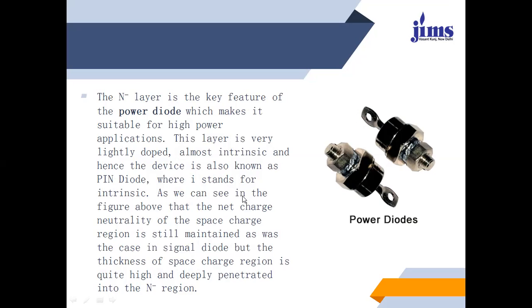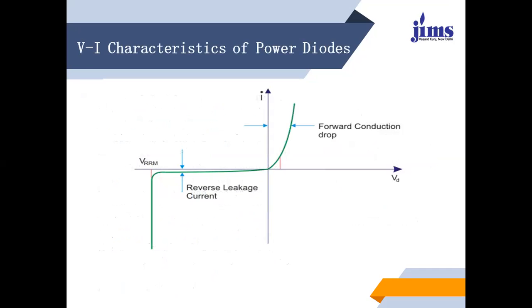As we can see in the figure, the net charge neutrality of the space charge region is still maintained as was the case in the signal diode, but the thickness of the space charge region is quite high and deeply penetrates into the N region.